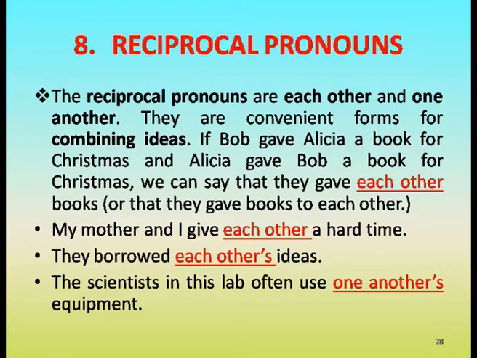My mother and I give each other a hard time. They borrowed each other's ideas. The scientists in this lab often use one another's equipment.